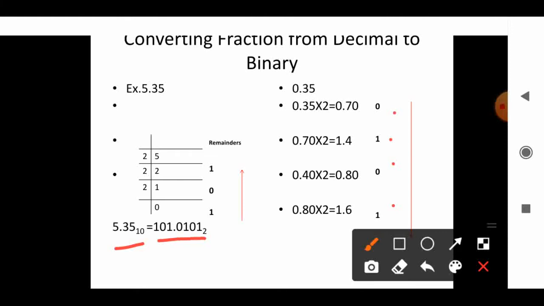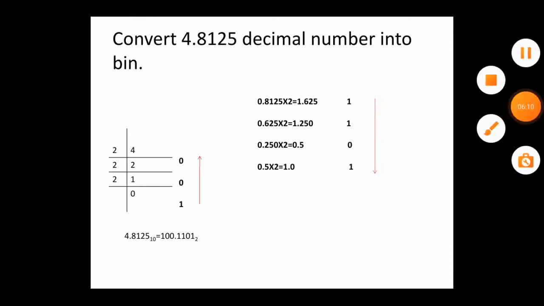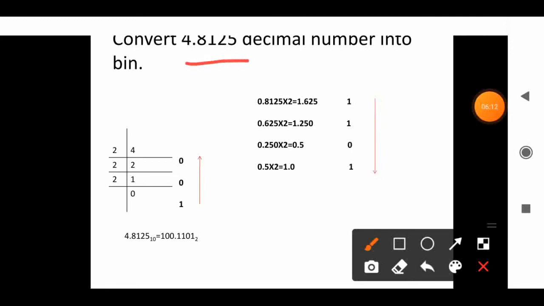101.0101. The base value is what value? Number 2. Okay, then next we will see one more example, then you can understand clearly this concept of converting the fractional part of a decimal number into binary. Okay, so the example number is 4.8125.